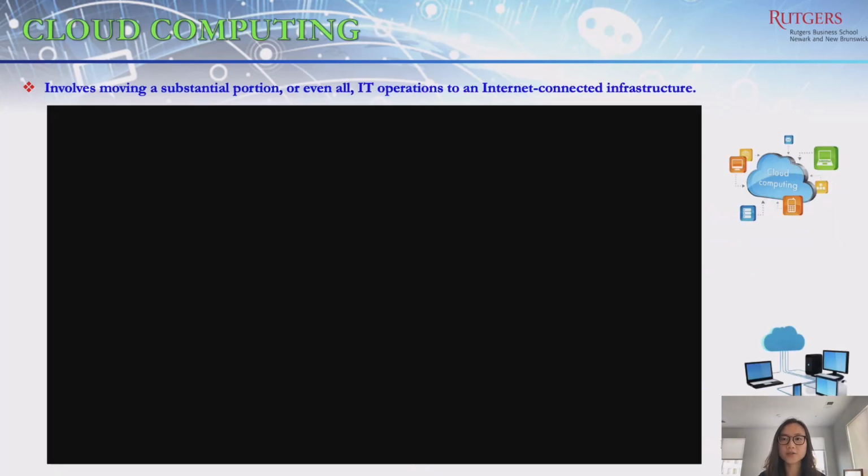Next, we're going to introduce a specific type of external provision in the supply chain, which is cloud computing. This is an increasingly prominent trend in many organizations. Enterprise cloud computing involves moving a substantial portion or even all of the IT operations to an internet-connected infrastructure. To understand cloud computing better, let's watch the following video together.